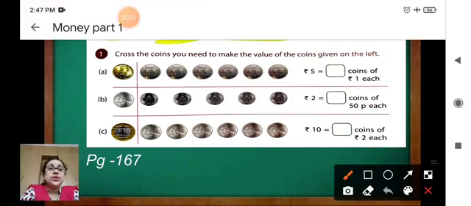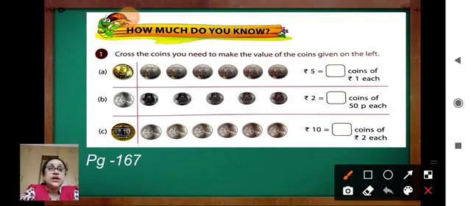Now, how much do you know? Page 167. Cross the coins. You need to make the value of the coins given on the left. You can see 5 rupees question A, 5 rupees coin is there. And you see, now you have to make how much coins you need. Okay, so you cross it. 1, 2, 3, 4 and 5. Okay, so you will write rupees 5 equal to 5 coins of rupees 1 each.